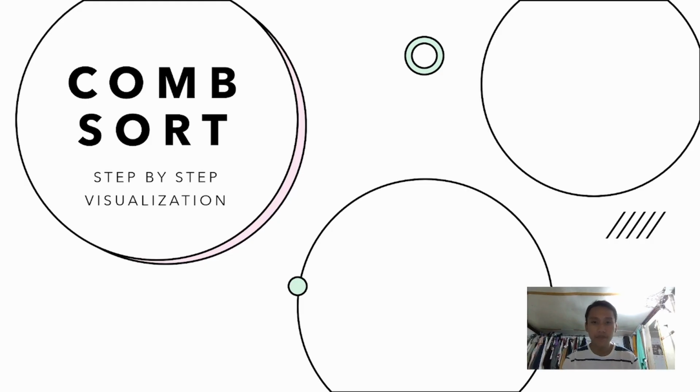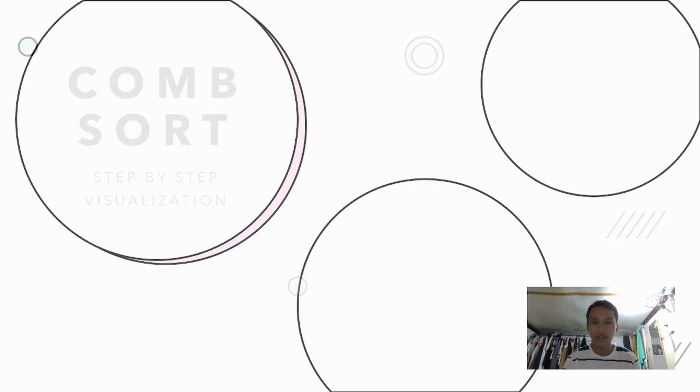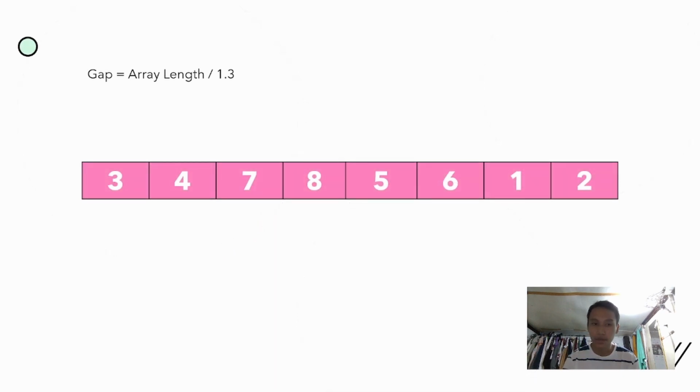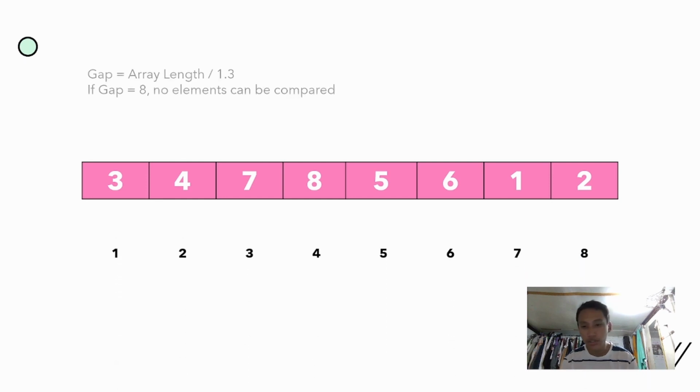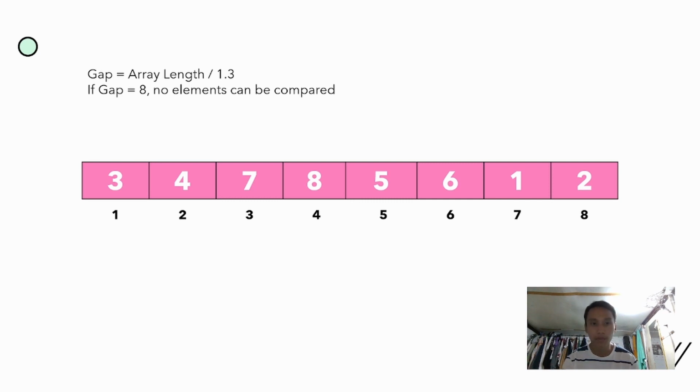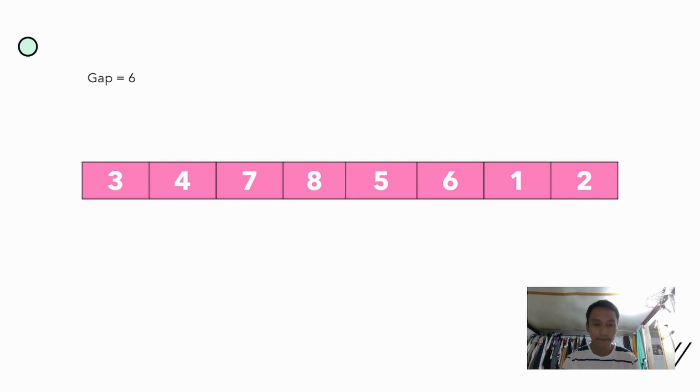Here's a step-by-step visualization of a comb sort. This will be our example array, and usually the gap would equal the array length. However, if you can see the positions of the elements, there will be no elements that have a gap of 8. So no elements can be compared, which means we reduce it before entering our first iteration by dividing it by 1.3. This gives us the gap of 6.